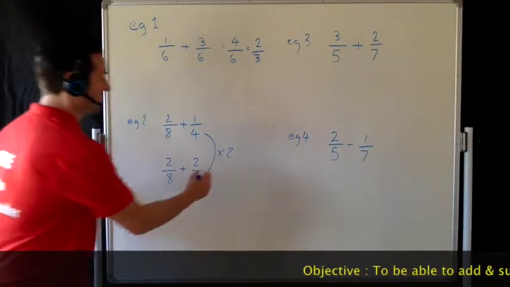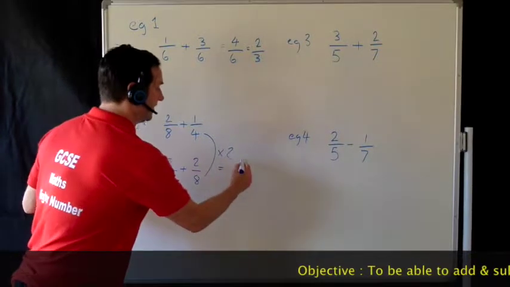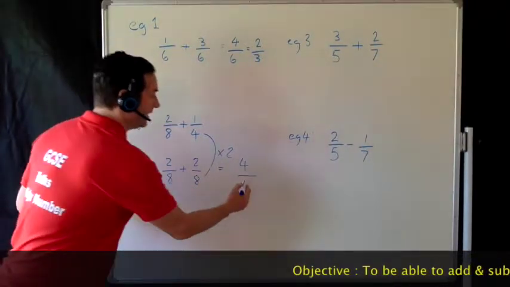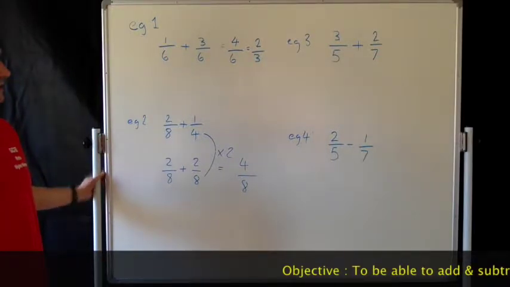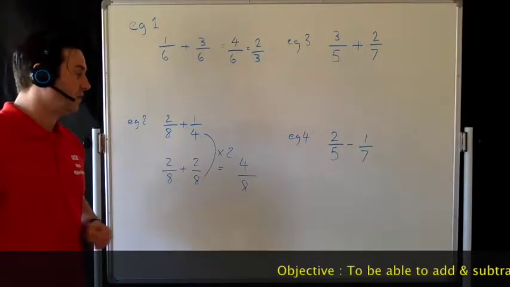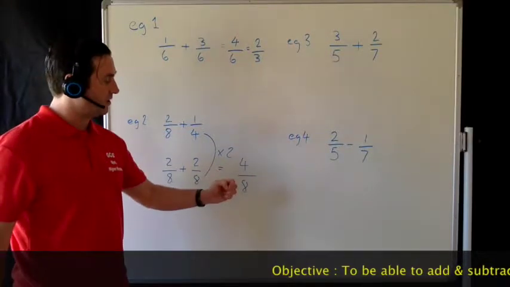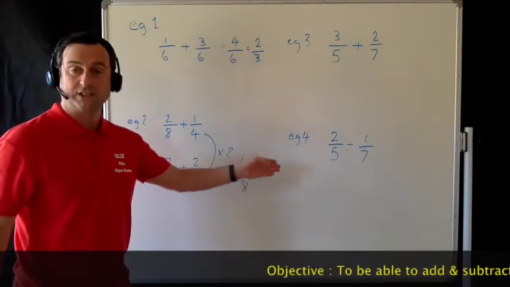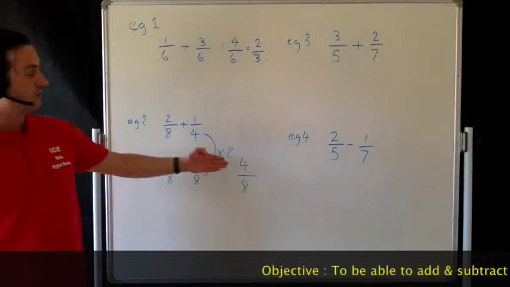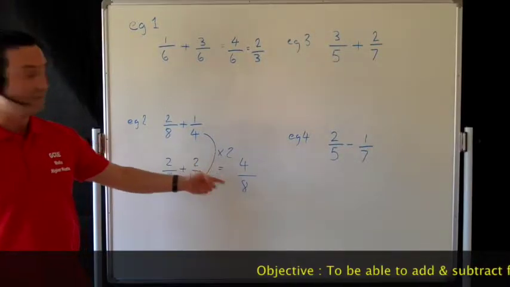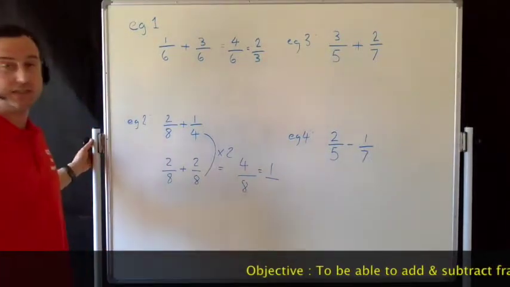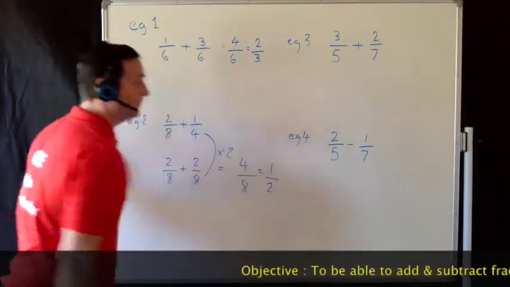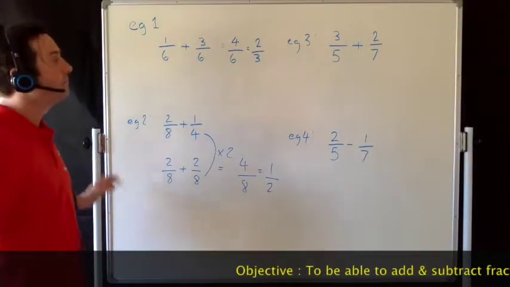Now we can add the numerators together, the top numbers together, to give us 4. Never add the denominator, so we get 4/8, which of course simplifies as well. We could halve this to give us 2/4 and then halve it again to give us a half, but I know that 4 is a factor of 4 and 8. 4 goes into 4 once and 4 goes into 8 twice. So our final answer becomes a half.